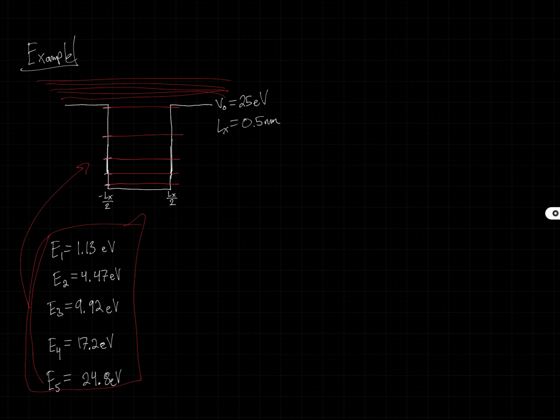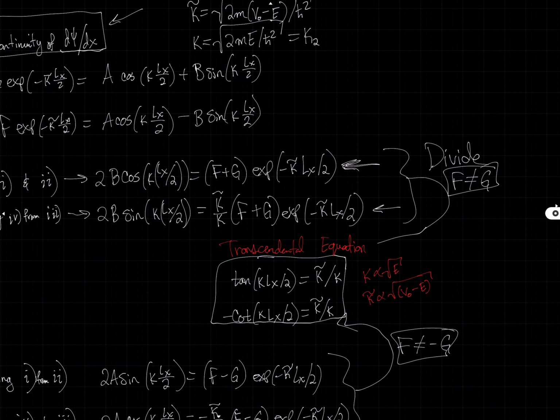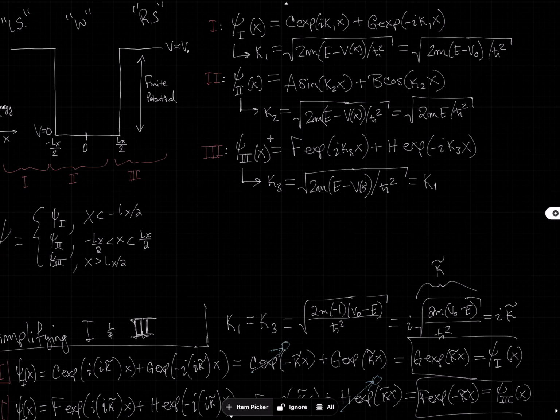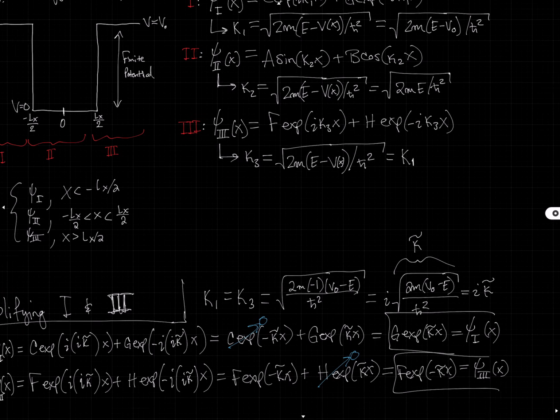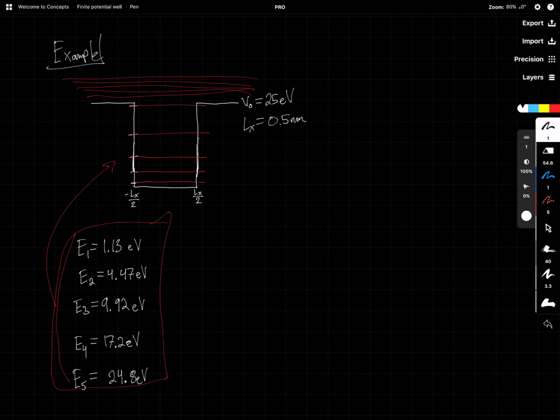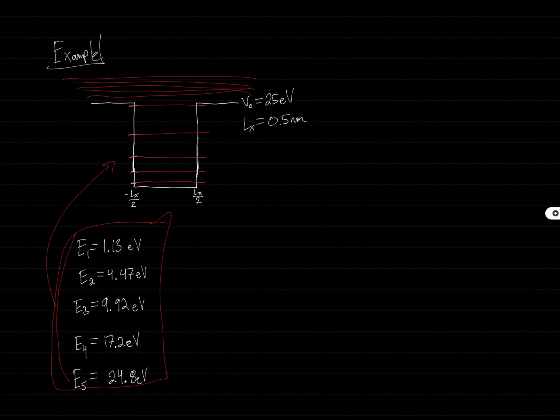And you can substitute these values into these functions here in order to find those energy eigenstates. The eigenstates will look very similar to the case of an infinite potential well. They'll look something like this, then something like this, then something like this, and so on and so forth, okay?